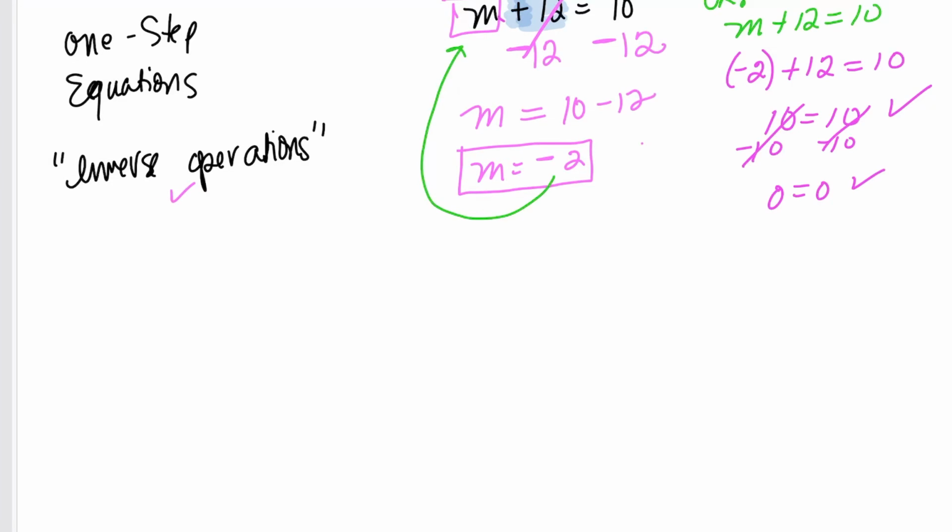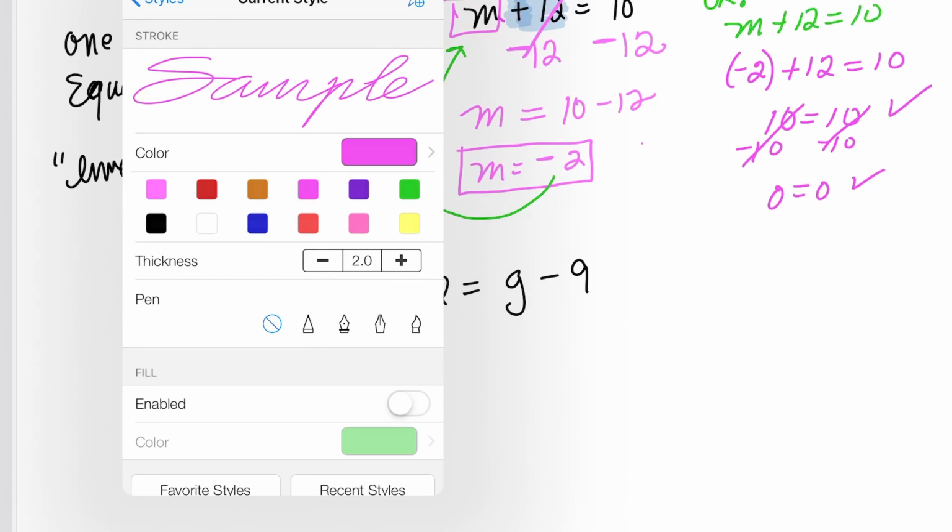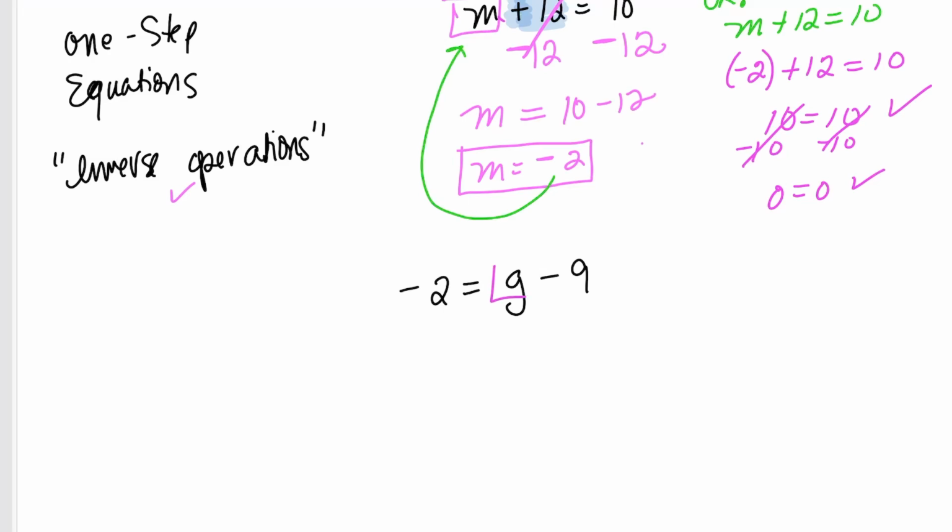So let's say, for example, I have negative 2 equal to g, and then I'm going to subtract 9 from that. Just like before, I'm going to look at my variable, so I want it to be g is equal to whatever that answer is. I'm going to look at what's happening between the g and the negative 9, these two terms here. Well, I have no parentheses, so I know this is g minus 9.